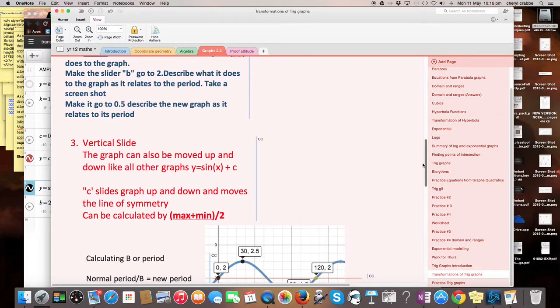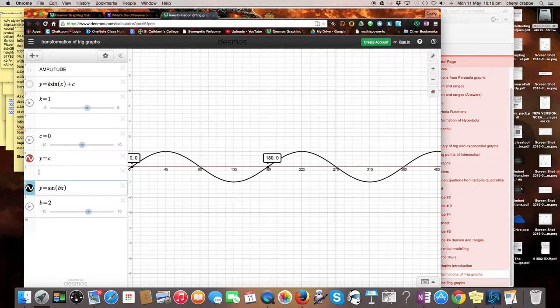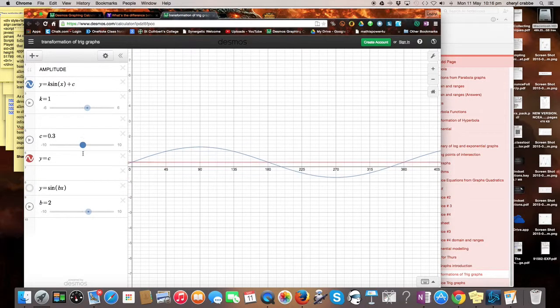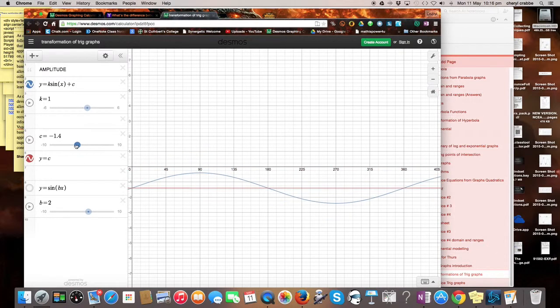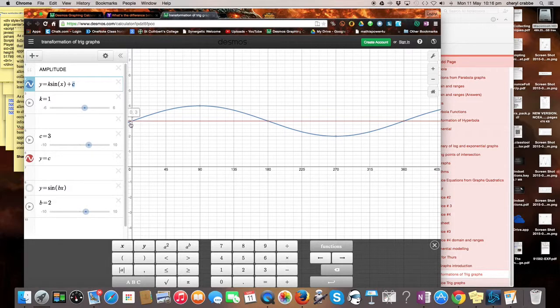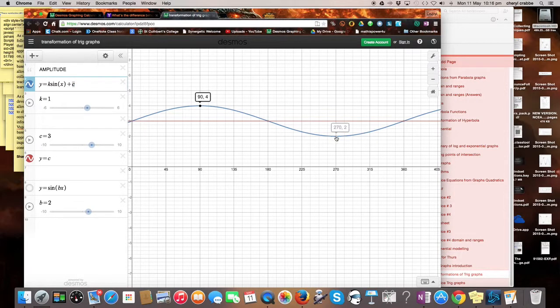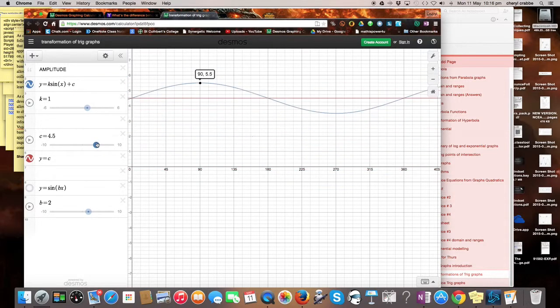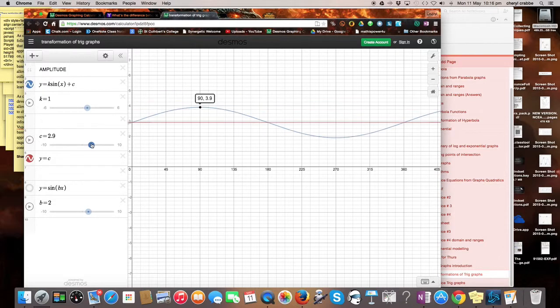The other thing is that you have a vertical slide. Just like all the other graphs, you can move the graph up and down. And with up and down, your line of symmetry is also going to move. So if you move your c, say c is 3, you've moved the graph up 3, and your line of symmetry is at 3. You can often determine what c is in the equation by simply finding your line of symmetry. And if you find your line of symmetry, you can then find your max and min points and find your amplitude that way.